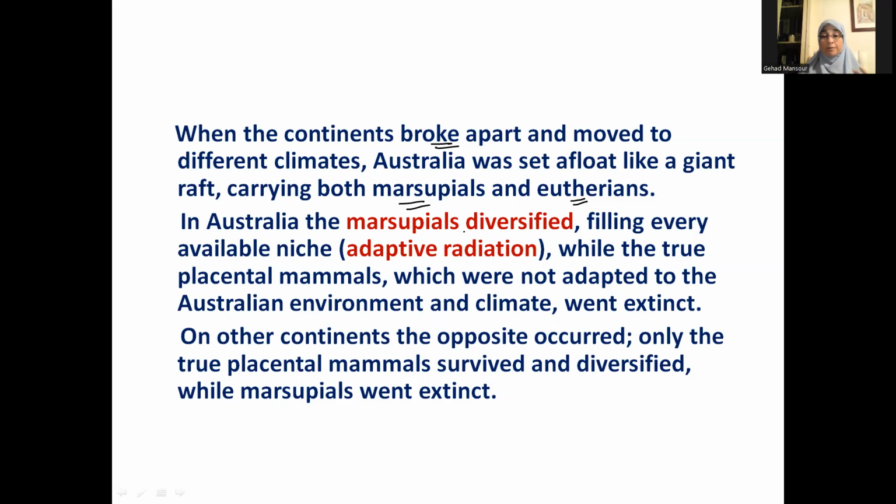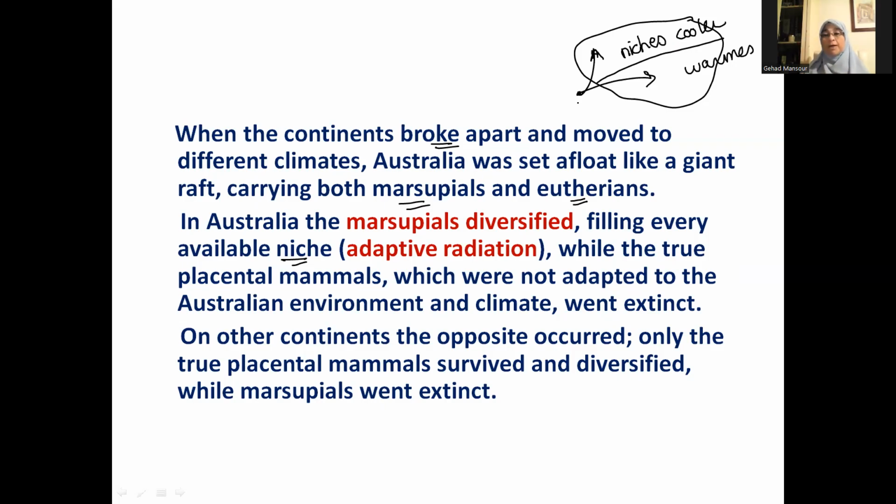And in Australia, because the environment was very suitable to them everywhere, the marsupials filled every available niche, meaning that if this is Australia, it had different niches, meaning habitats. Say that here it is cooler and there it is warmer. So there are certain marsupials that settled here, others that settled there. So they occupied every niche. And this is what we call adaptive radiation, meaning that they diverged and they radiated and finally settled in different areas of Australia, depending on which environment suited them the most.